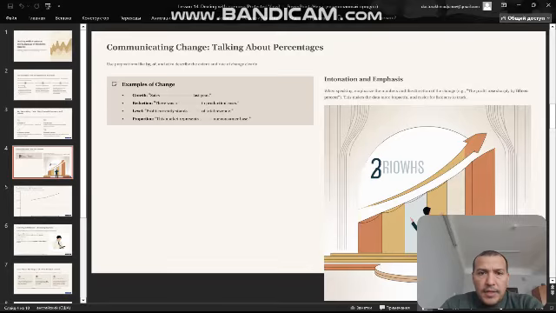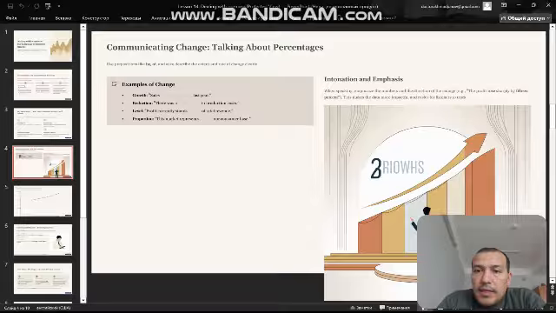So, communicating change, talking about percentages. Use prepositions like by, of, and at to describe the extent and rate of change clearly. Growth: sales increased by 10% last year. Reduction: there was a 50% decrease in production costs. Level: profit currently stands at 22% of total revenue. Proportion: this market represents 10% of our consumer base.